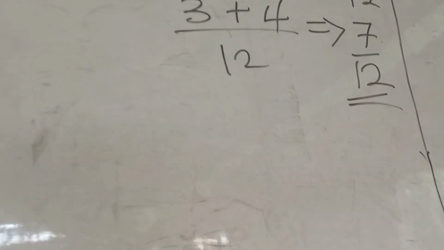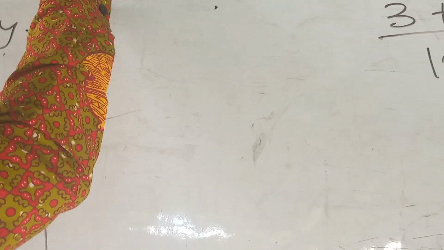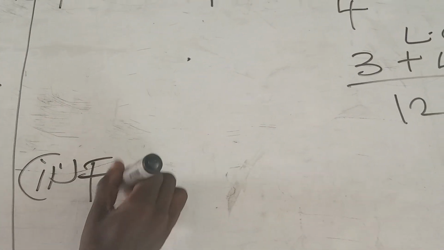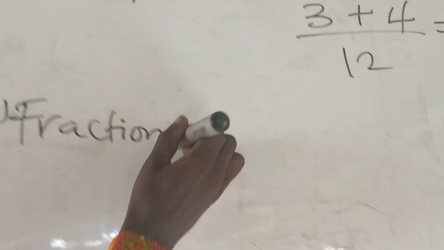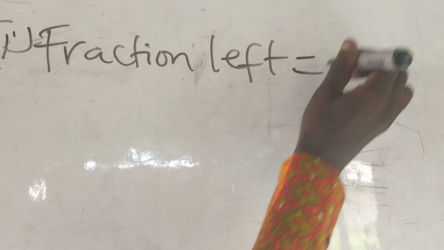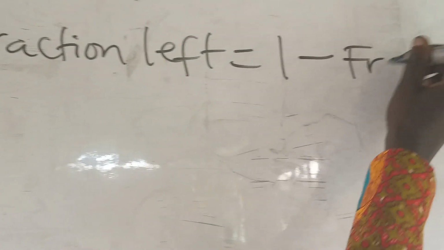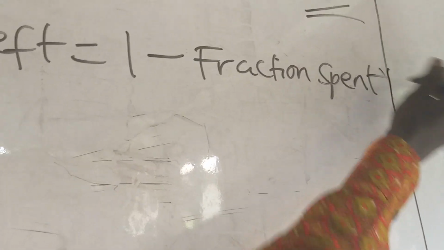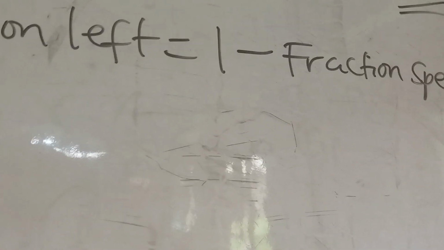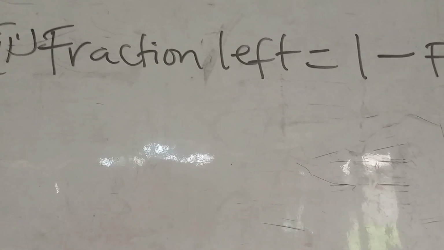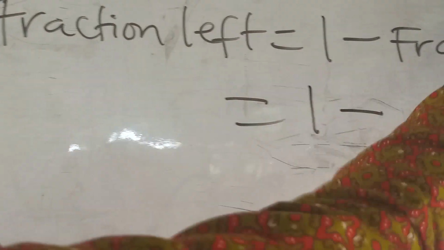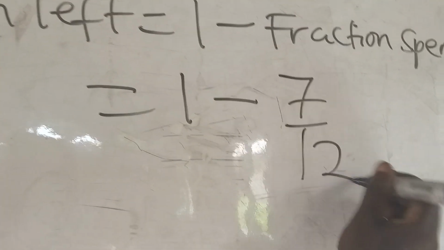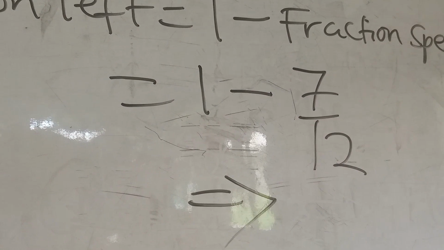To get our fraction left, it is 1 minus our fraction spent, because we know our total fraction is always equal to 1. So it's 1 minus 7/12. And this time I'll use the simplest approach.